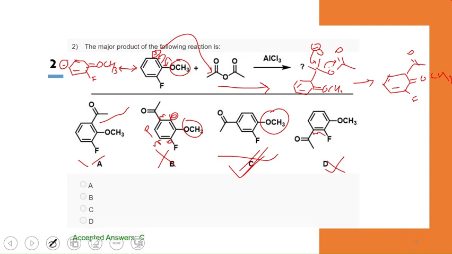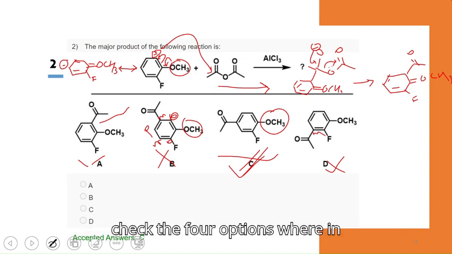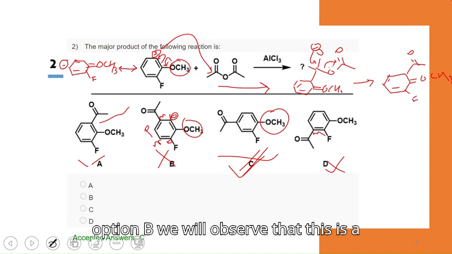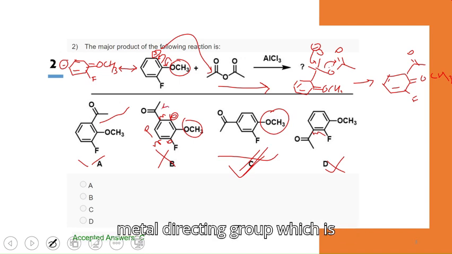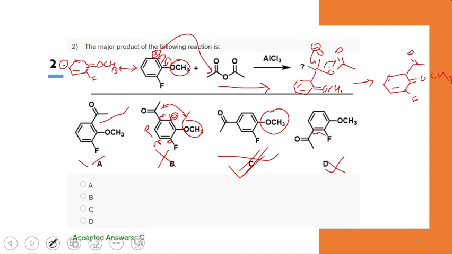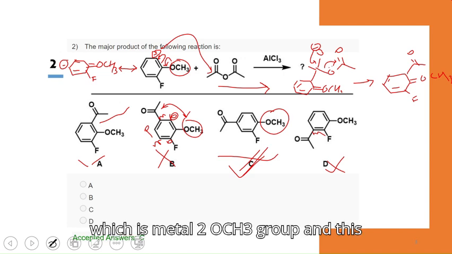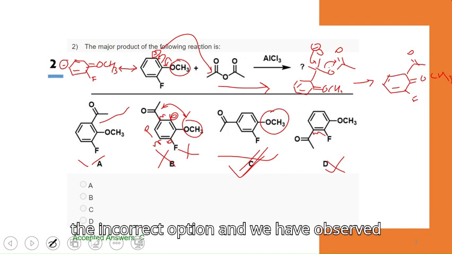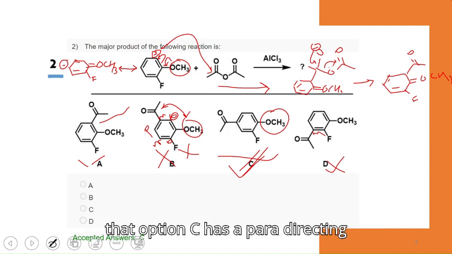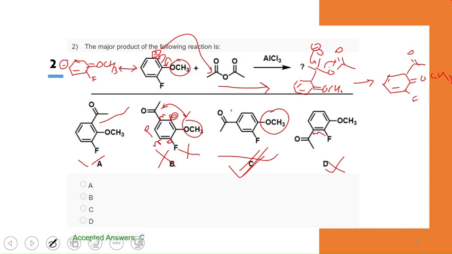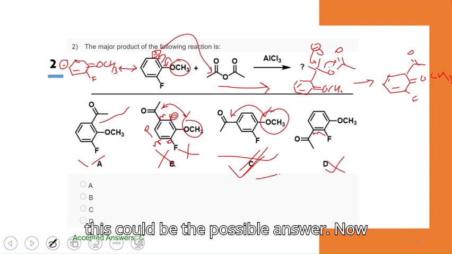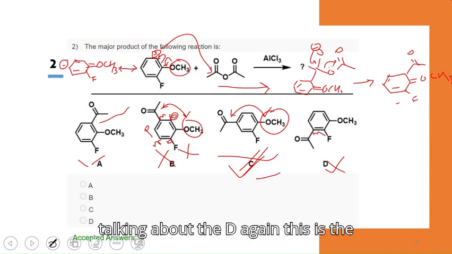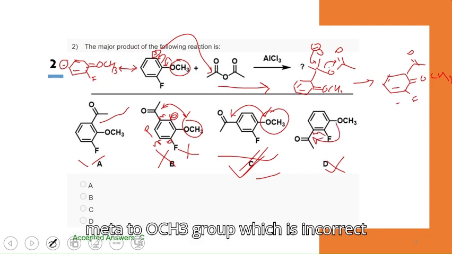We checked the 4 options. In option B we observe that this is a meta directing group, meta to the OCH3 group, and this is not the activating position, so this is the incorrect option. We observed that option C has para to OCH3, so this could be the possible answer. Now talking about D, again this is meta to the OCH3 group, which is incorrect.